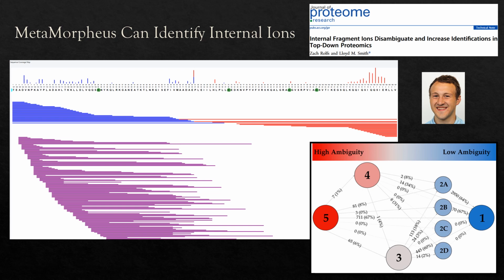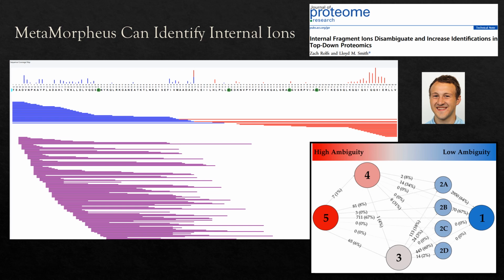Our student, Zach Rolfs, came up with a way of using internal fragment ions to disambiguate proteoform identifications. Here you can see a fragment map where B and Y ions are the blue and red bars, for a particular proteoform. And then the purple bars below that show internal fragment ions that were assigned to the various MS2 peaks observed.